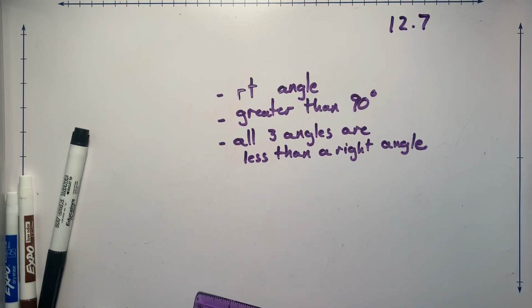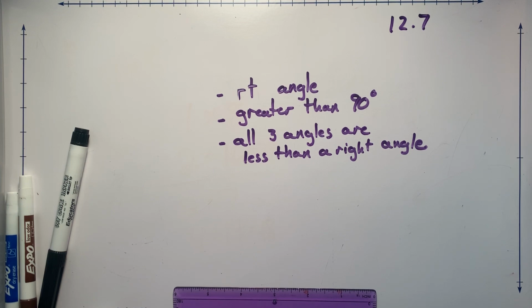Hey, third grade. Today we are going to talk about lesson 12.7, and this deals totally with triangles. You've been used to triangles since you were little because triangles are usually one of the first shapes, along with circles, that you learn. But there are some special things about triangles you need to know.